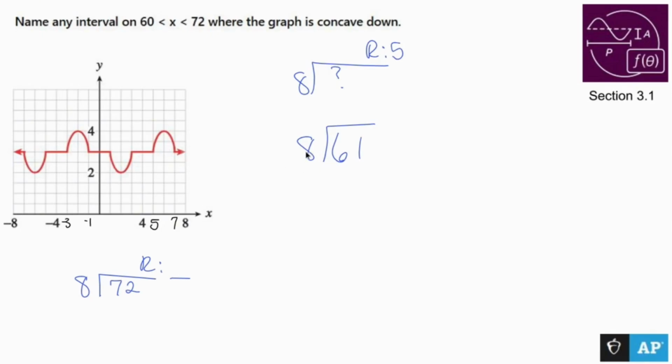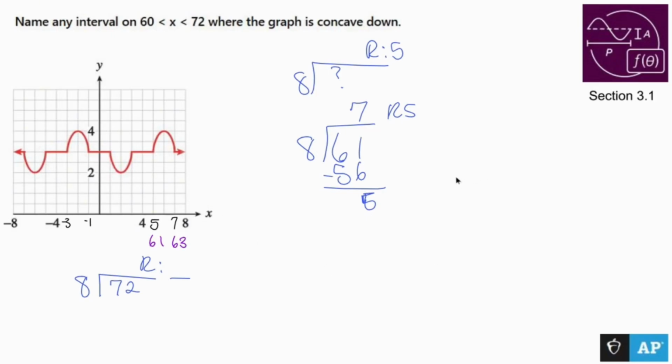Let's just check. 8 goes into 61 7 times. 7 times 8 becomes 56. You subtract, you do get a remainder of 5. So 61 and 5 behave the same way. So if 61 and 5 behave the same way, then 7 and 63 behave the same way.